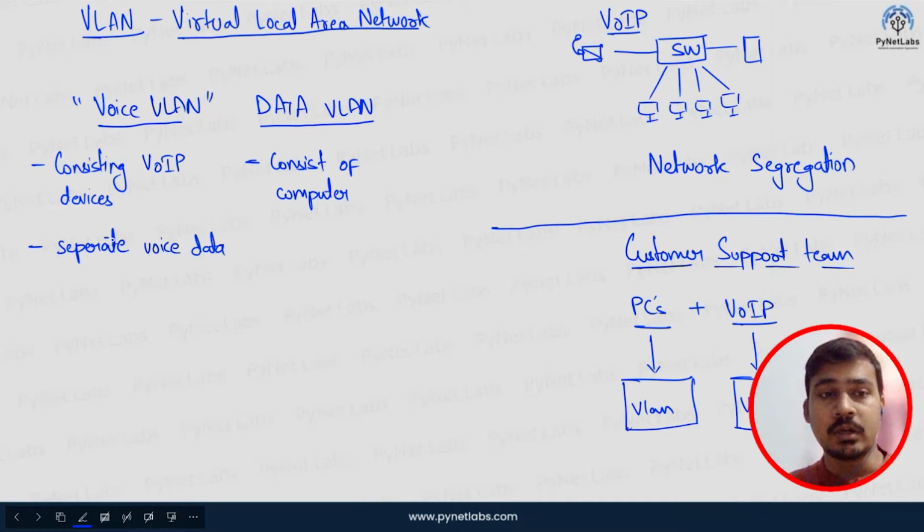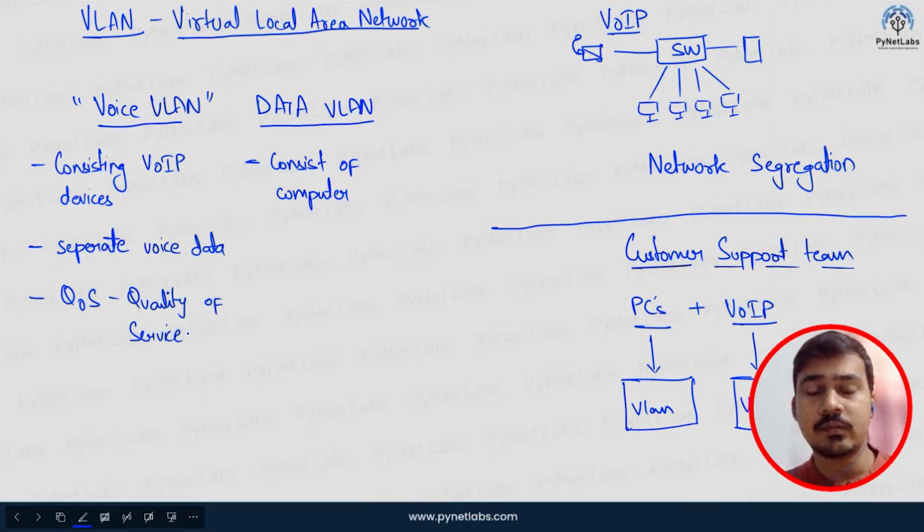Okay, so it separates your voice data, and later you can also put on something that is known as quality of service. So you can actually enable quality of service here. Basically, quality of service means that we are just prioritizing the data. We are prioritizing the voice data over our normal computer data. In that way, it helps us in increasing the communication effectiveness.